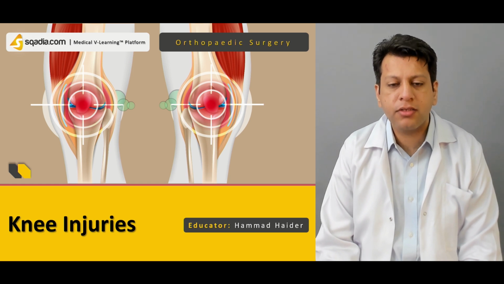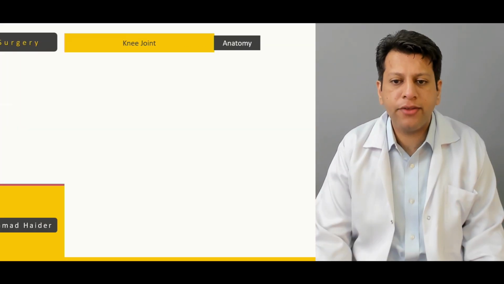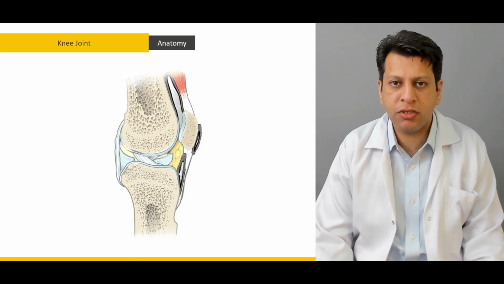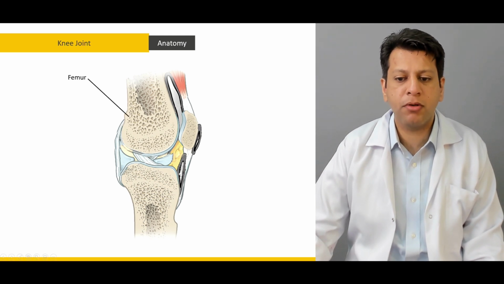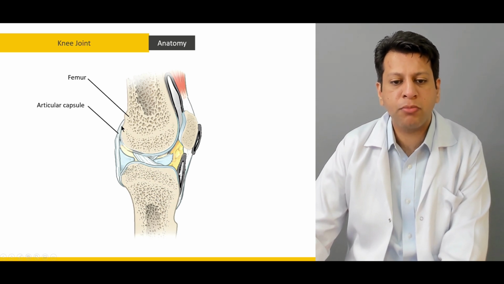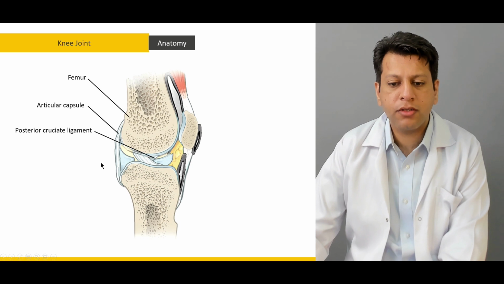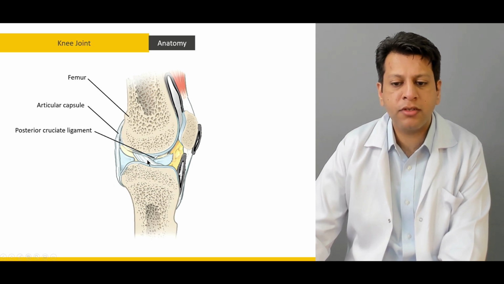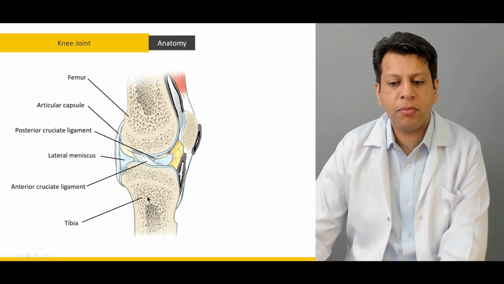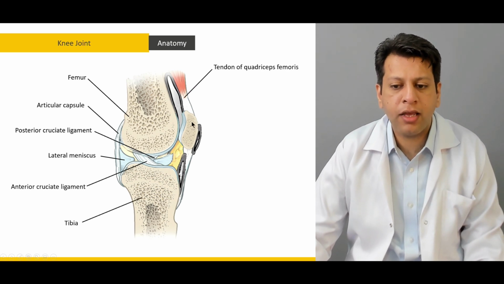Today our topic is knee injuries. As you know, if you see the anatomy of the knee joint, this is a lateral view shown on the screen. If you can appreciate, this is the femur bone on the top. You have a capsule, this is the posterior articular capsule. These are the cruciate ligaments, this is the PCL, this is the ACL, and as we can view it from the lateral side, this is the lateral meniscus. This is the tibia, and then we have the patella in front.